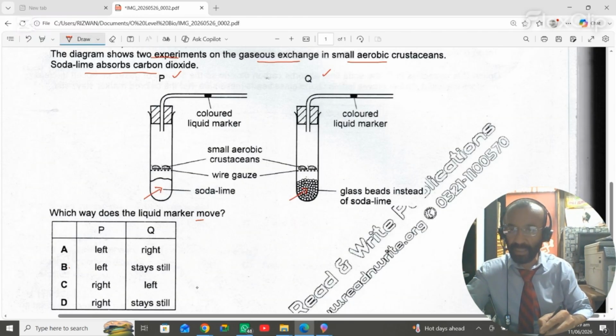So the right answer is option B. In tube P, the liquid marker will move towards the left, and in tube Q, it will stay still.